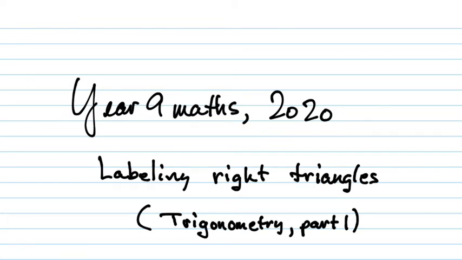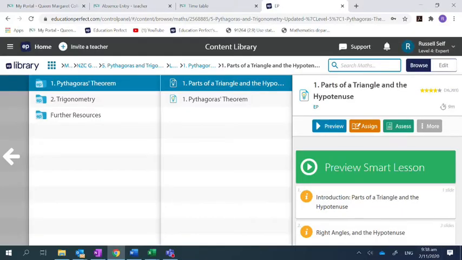It's no big deal. Today, all we're going to do is focus on learning to label what are called right triangles. We're going to talk about what a right triangle is, and then about labeling them, because if you can't label a right triangle, then you're not going to be able to go any further. That's the bad news. The good news is it's incredibly easy, because all you have to do is know three things. Okay, so we're going to use the Education Perfect lesson for this. Let's go to that lesson.